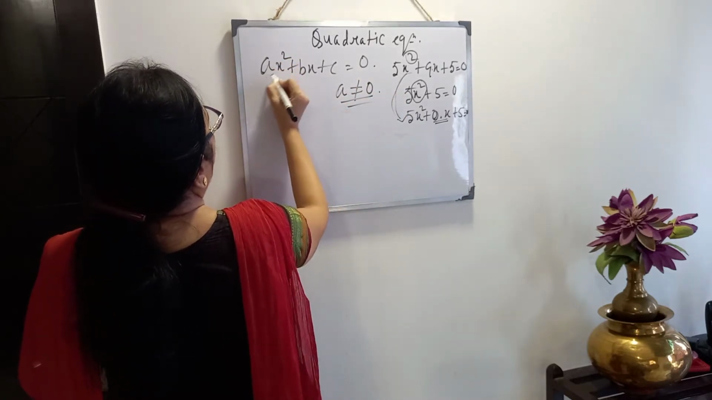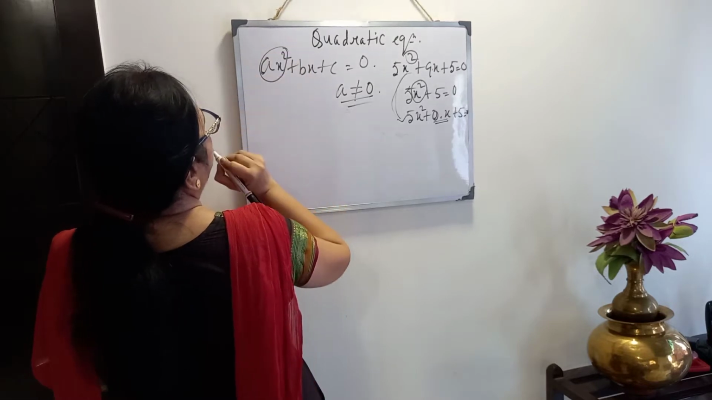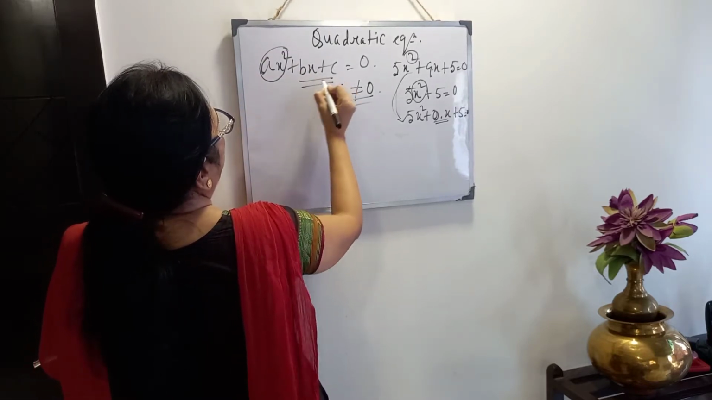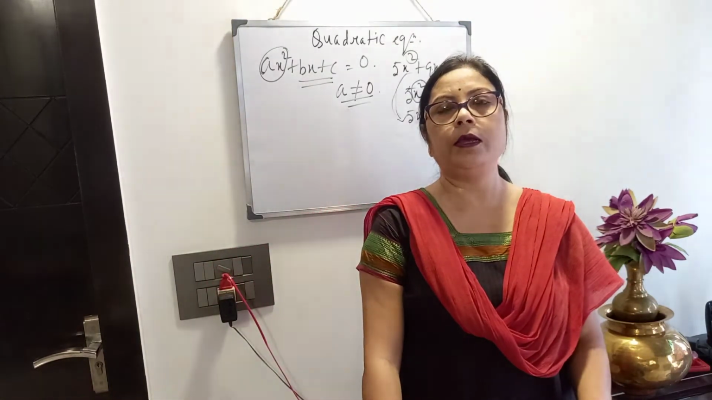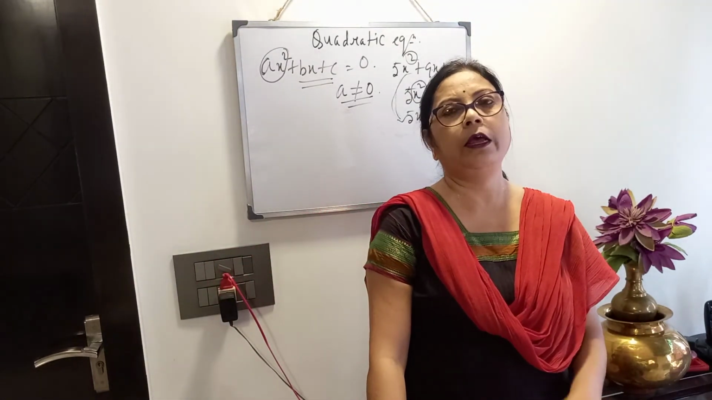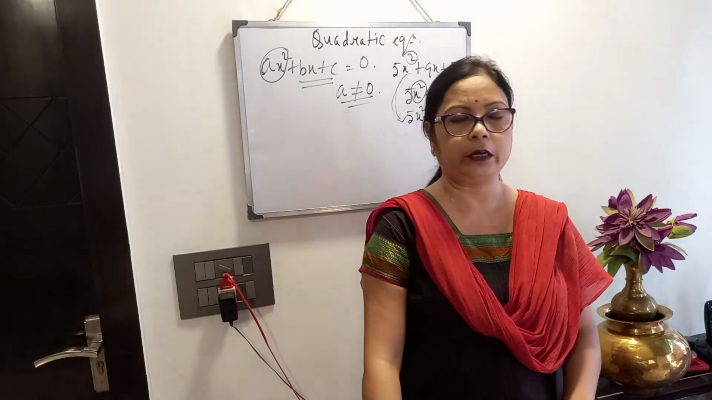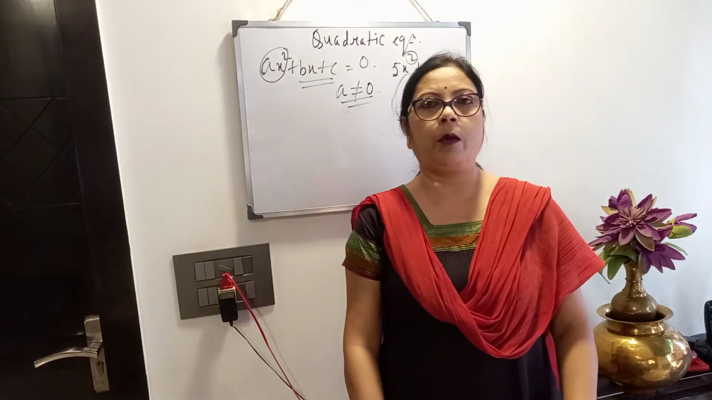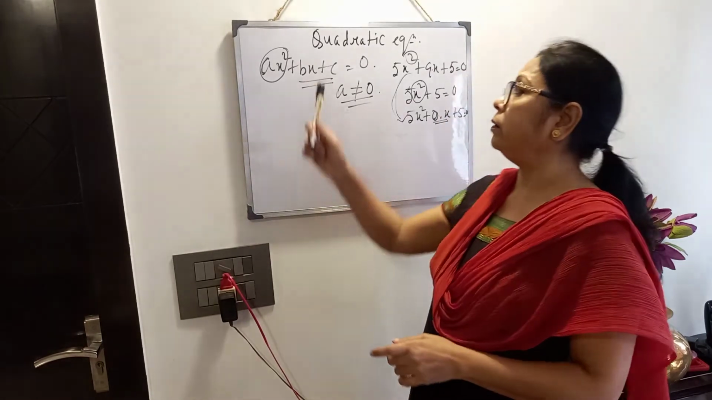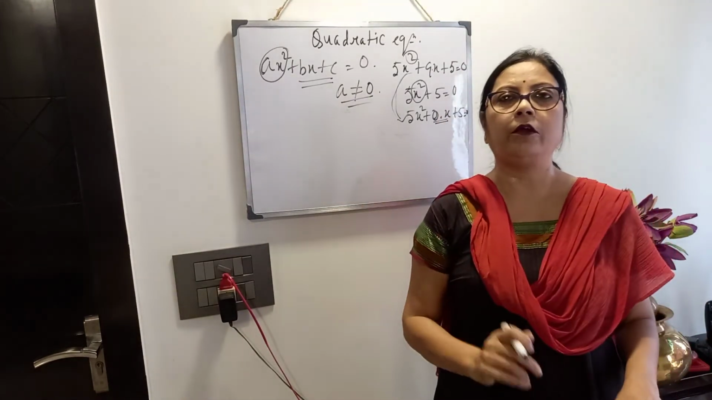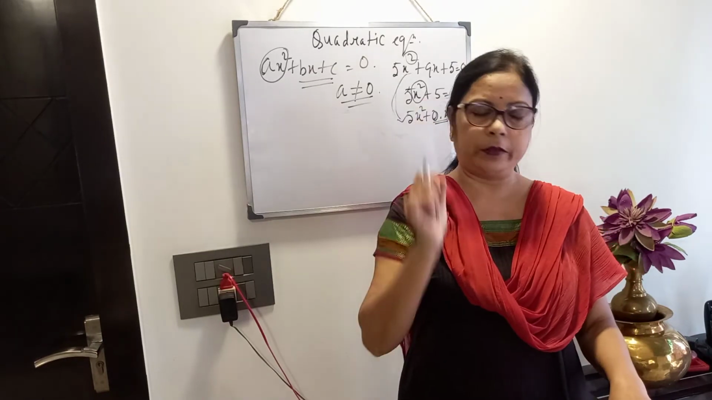If a will be 0, then this term will vanish. So your equation then will become bx plus c equal to 0. That means it will be a linear equation then. Clear? It will not be a quadratic equation. So you have to keep it in mind that the highest power of the variable should be 2 and the coefficient of x square should not be equal to 0.